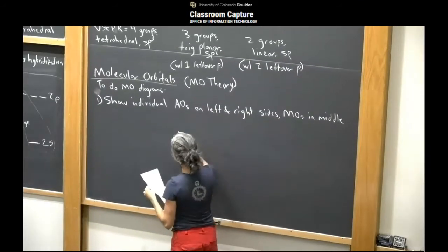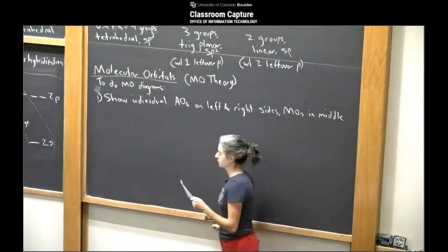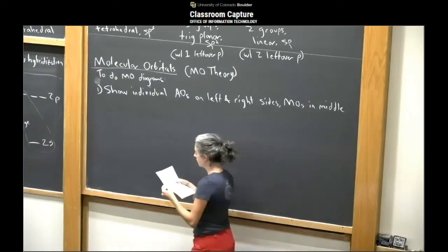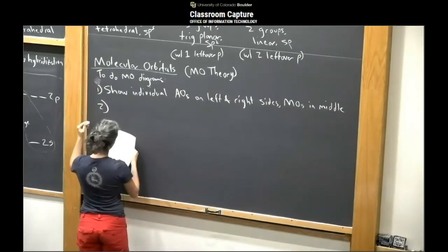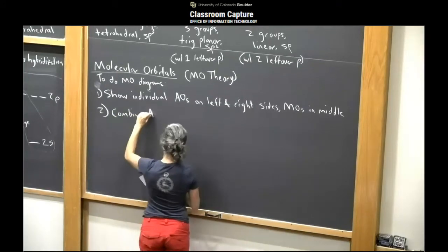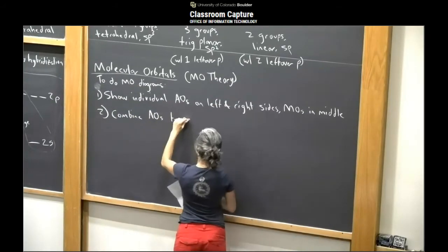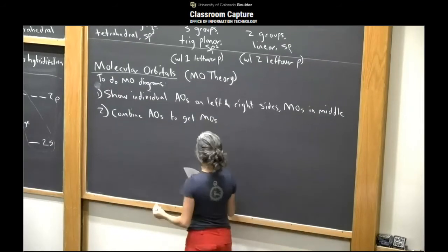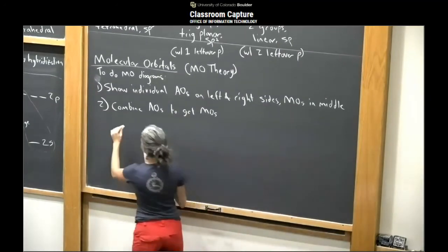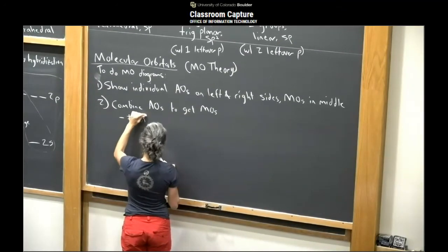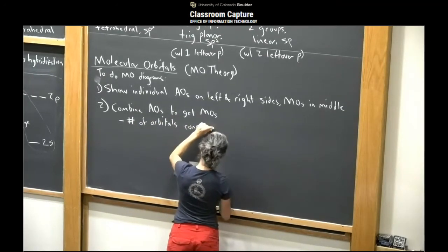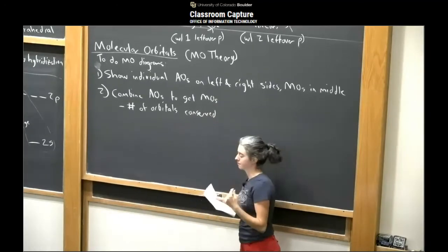Okay, so we sort of have an idea of what the atomic orbitals are going to look like already, because that's kind of told to us by the hybridization that we already know that we have. So we're going to start combining them to get our new MOs. So again, number of orbitals is conserved. So 2 orbitals in should give you 2 orbitals out.